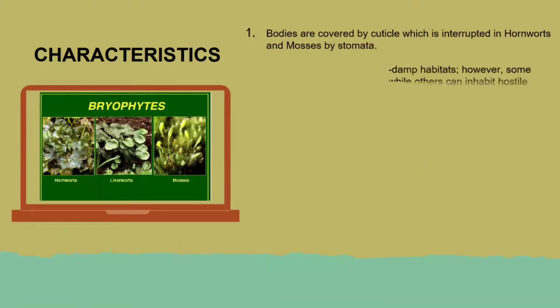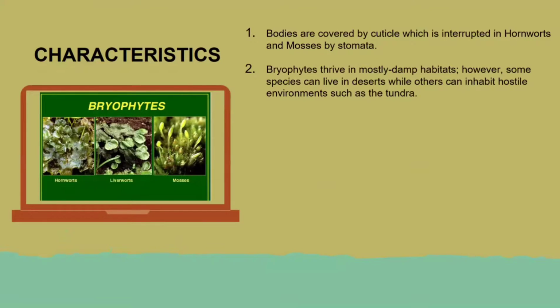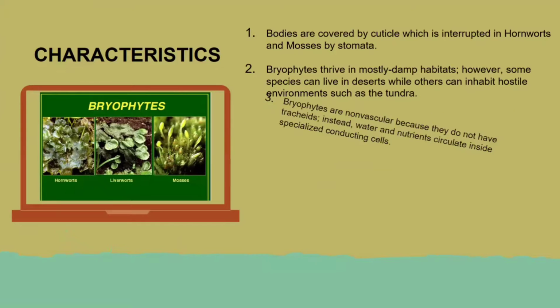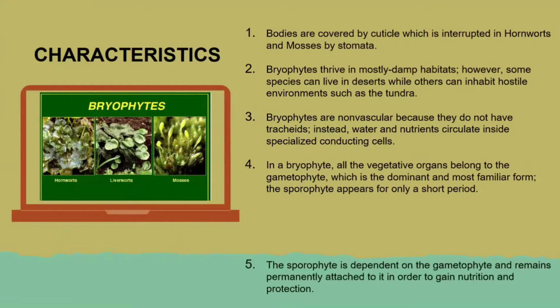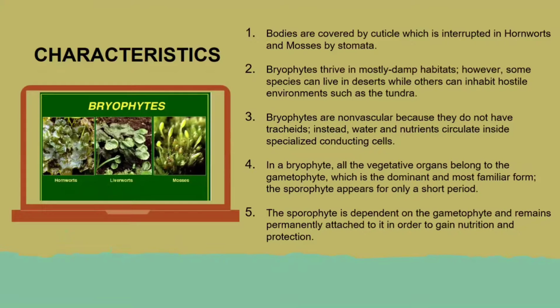Firstly, bodies are covered by a cuticle, which is interrupted in hornworts and mosses by stomata. Secondly, Bryophytes thrive in mostly damp habitats. However, some species can live in deserts, while others can inhabit hostile environments such as the tundra. Thirdly, Bryophytes are non-vascular because they do not have trachea. Instead, water and nutrients circulate inside specialized conducting cells.